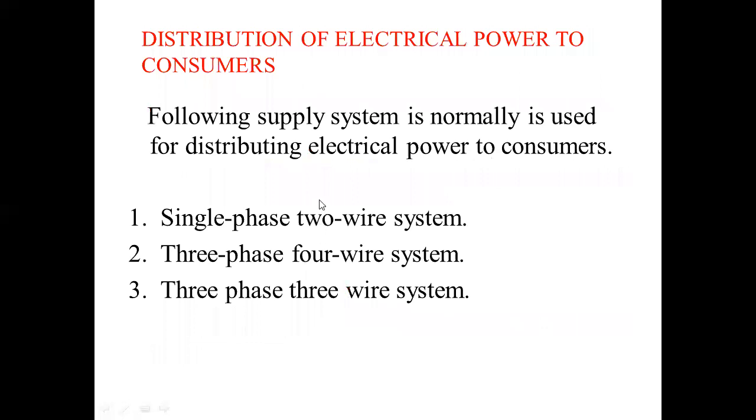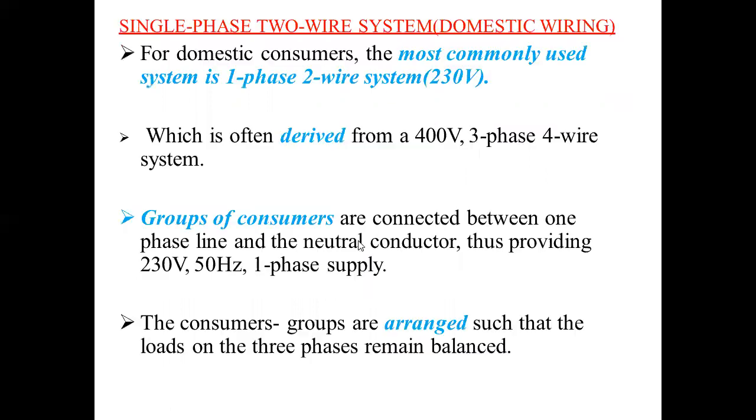Distribution of electrical power to consumers. How will the power be distributed to the consumers? In three different ways we can distribute the electrical power to consumers. The first one is the single phase 2-wire system, then the 3-phase 4-wire system, and the 3-phase 3-wire system. These are the different ways of distributing electrical power to the consumers. Let us discuss the single phase 2-wire system, which mainly comes under domestic wiring.